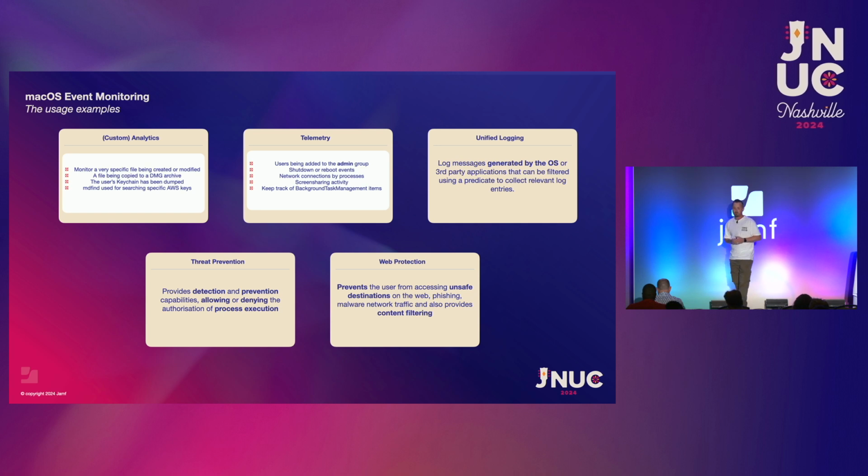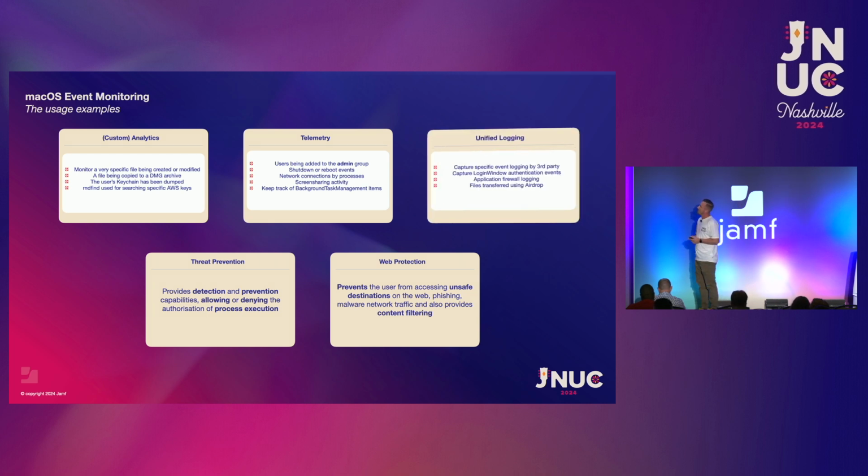Optionally, we can also keep track of background task management items being created, which are maintaining a certain level of persistence onto the system. Unified logging, as said earlier, allows us to track very specific event messages that are maybe either generated by the OS itself or third-party applications like SAP Privileges or Jamf Connect, just to name two of them. But there are many applications out there that do write really useful messages into the unified logging subsystem.